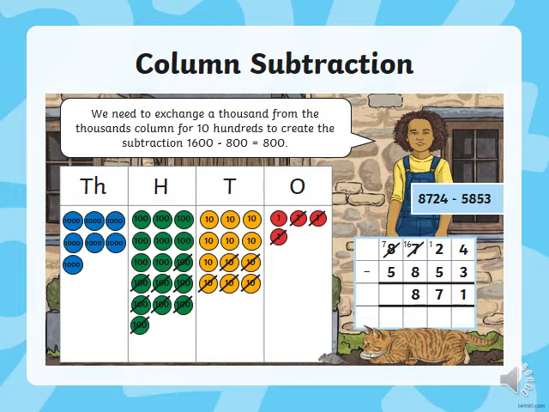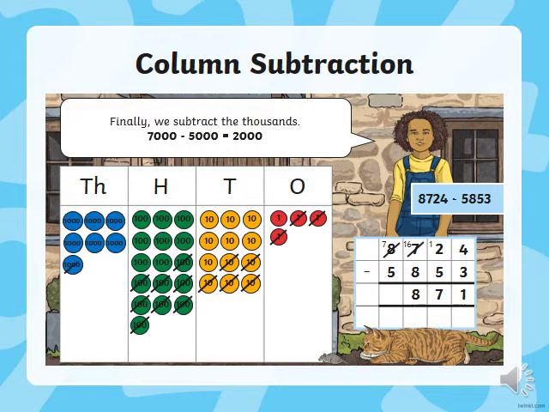We move to the thousands. 7,000 take away 5,000. We've got 2,000 left. You can see I've written the answer directly underneath all of the correct columns as I've been going along.